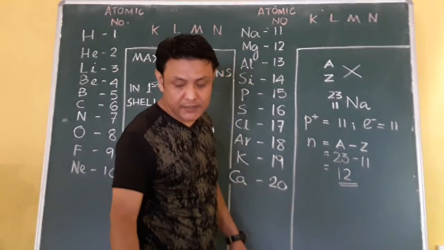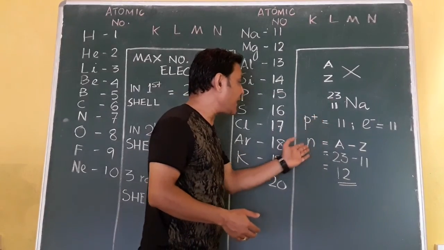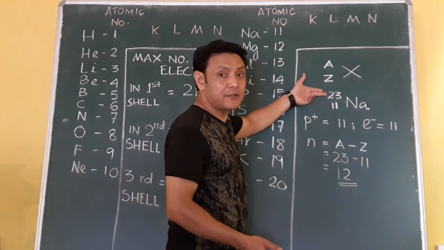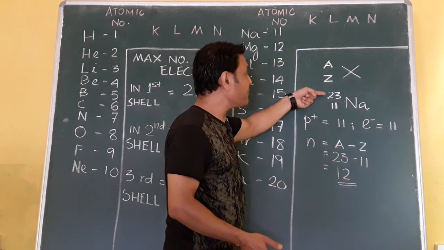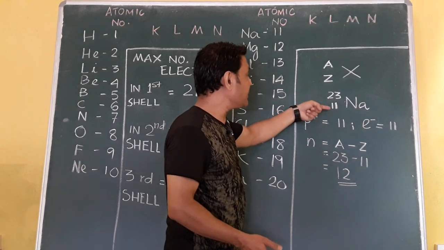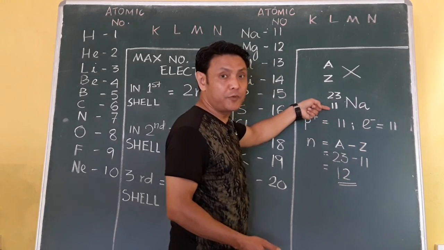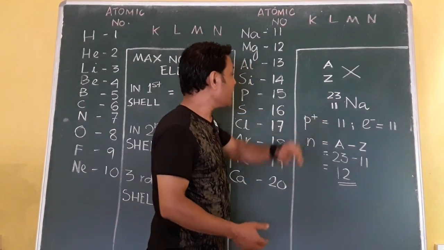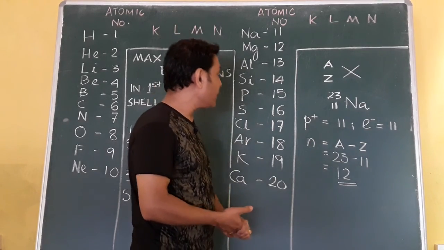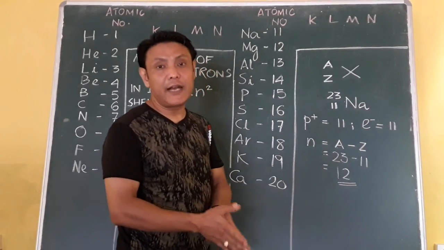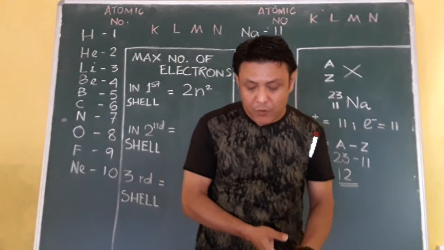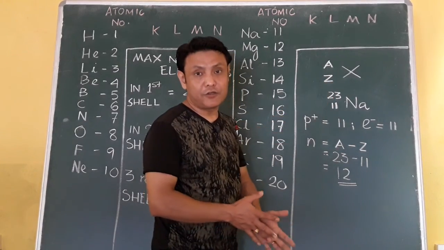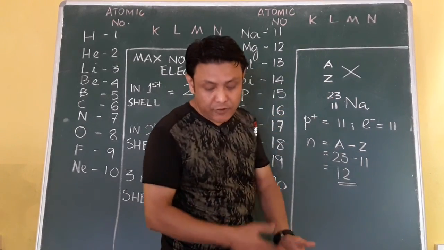So this is how we calculate the number of protons, electrons and neutrons in an atom, if we know the atomic mass and the atomic number. Atomic mass again is represented by the superscript, and the subscript represents the atomic number. So this is how we find out the total number of protons, electrons and neutrons in an atom of that particular element. Now we move on. If we know the atomic number, we know the number of electrons also. So now we come to the electronic configuration.